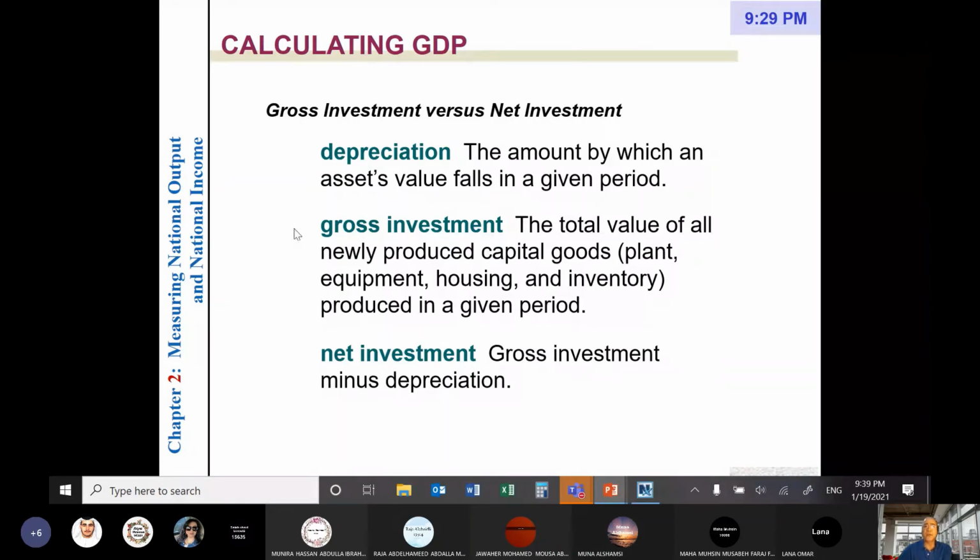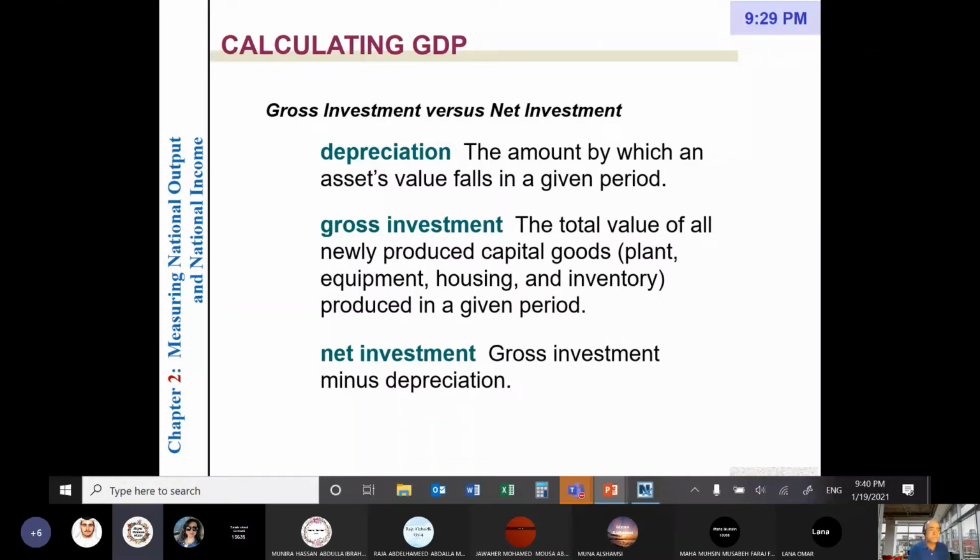Jawahar is not with me. Let's go to Alia Hassan. Alia Hassan, are you with me? Yes, doctor. MashaAllah, Alia Hassan. Well done.